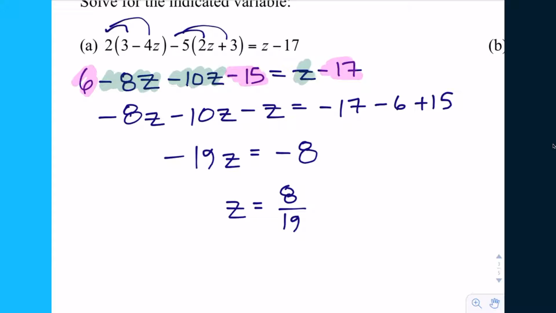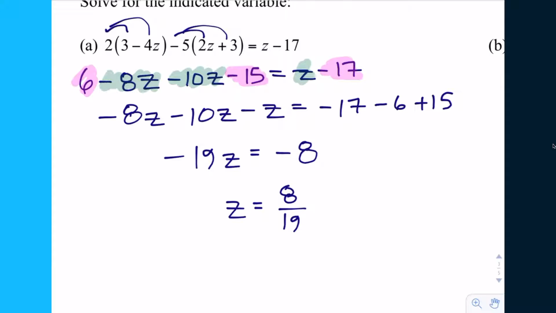I'm walking around and I'm seeing some people get the same thing I'm getting, which makes me feel pretty good, because I wasn't sure if I was doing it right. All right, most of y'all are done with A. Let's take a look at it. I think Z is 8/19.